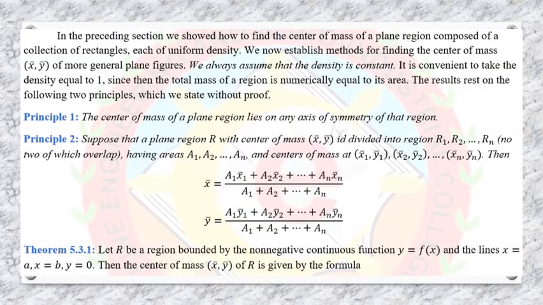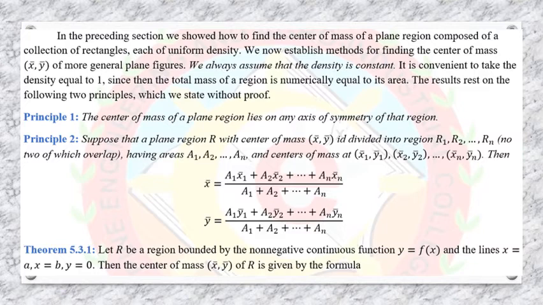In the preceding section, we showed how to find the center of mass of a plane region composed of a collection of rectangles, each of uniform density. We now establish methods for finding the center of mass of more general plane figures. We always assume that the density is constant. It is convenient to take the density equal to 1, since then the total mass of a region is numerically equal to its area. The results rest on the following two principles, which we state without proof.